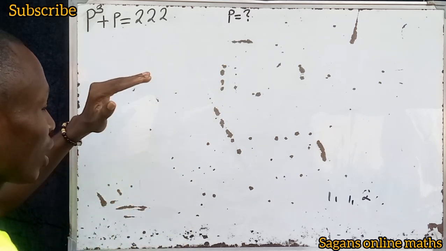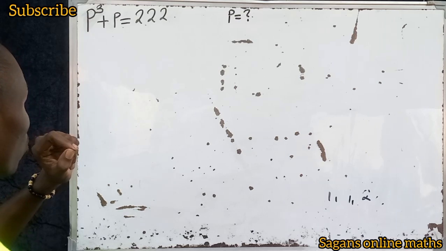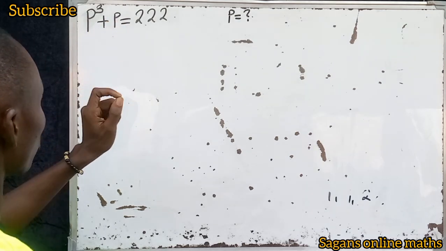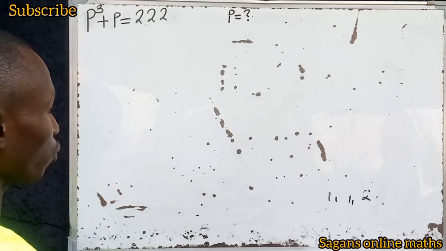Now we are going to avoid trial and error method. Okay, solve with confidence. Now what we're going to do, our first step is to subtract 222 from both sides of the equation.